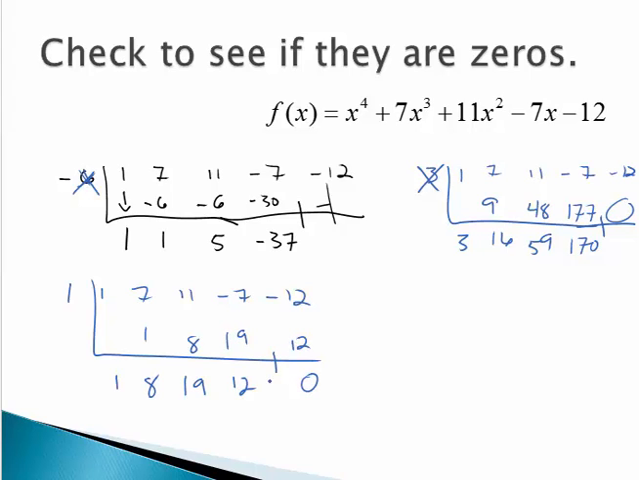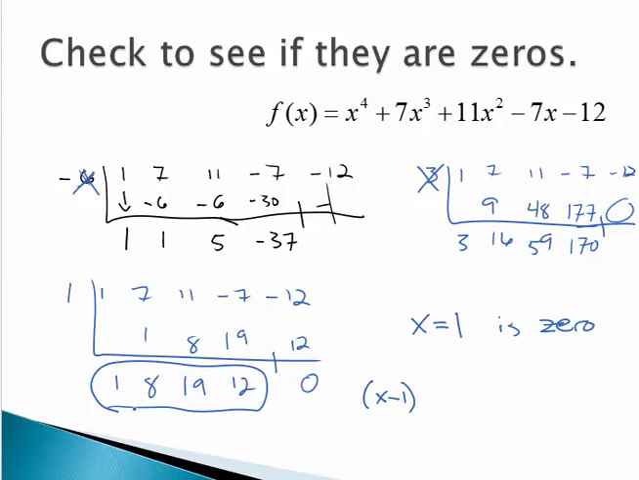I got lucky. With the third case, I have found 1 is a zero, which means I have found a linear factor. Remember, if x equals 1 is a zero, which is what we just determined, that means that x minus 1 is a factor. But not only that, when I divide by x minus 1, I get a quotient, right? This is a third degree polynomial. These are the coefficients.